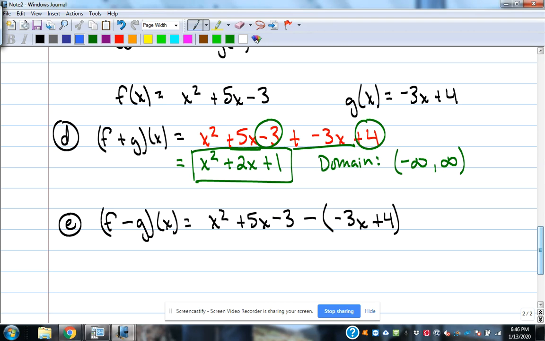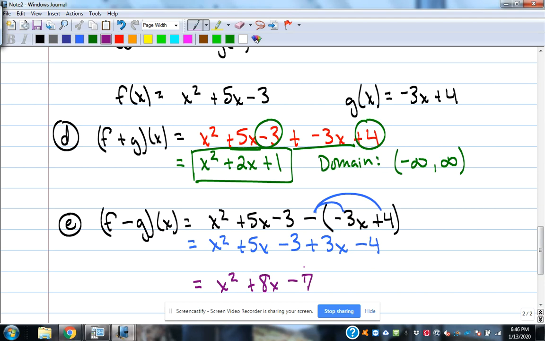Well, it'll still make 3x a positive, but if I didn't put the parentheses, it would have left 4 a positive. If we're subtracting the entire function, we need to subtract the negative 3x and subtract the 4. So this is like plus 3x minus 4. If you distribute that minus sign, that's what happens there. And then we put like terms together, the same way we did in example D. So that would be x squared plus 8x minus 7.